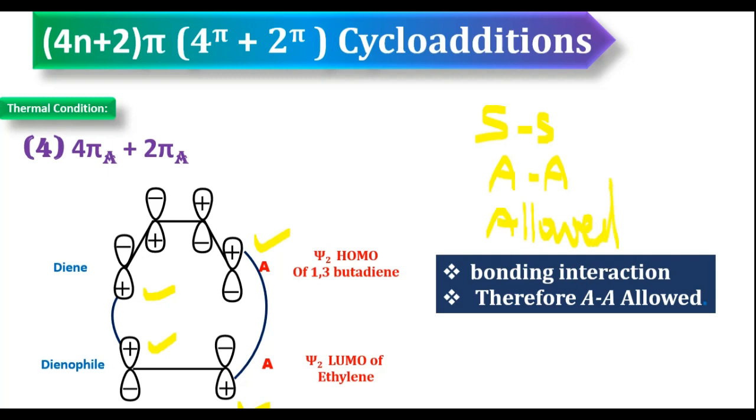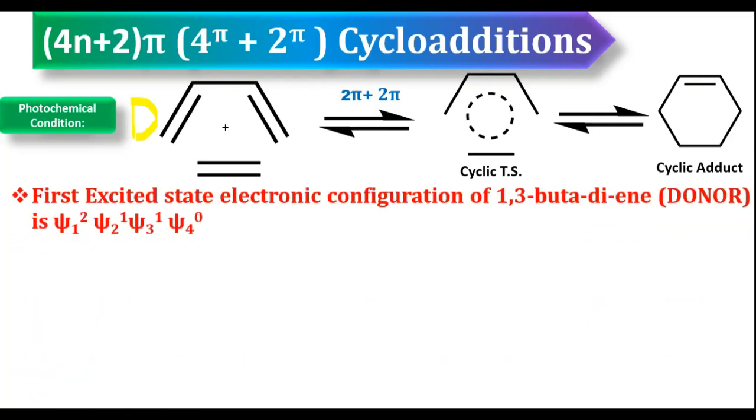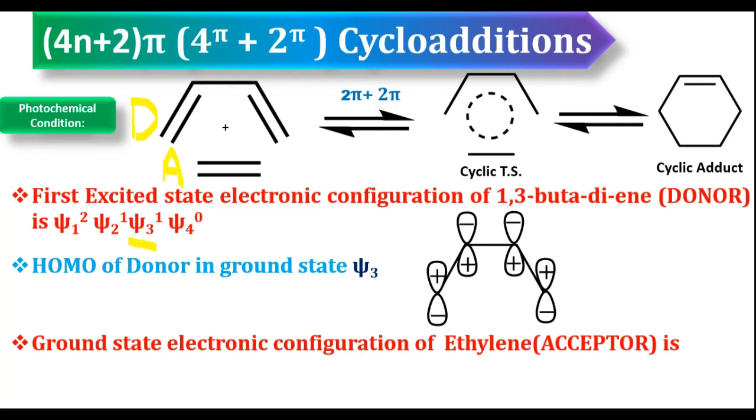Okay. So now let us see the photochemical condition. So you have to take the HOMO from the donor, that is, from the first excited state. So let's write the electronic configuration of 1,3-butadiene in the first excited state: Psi1², Psi2¹, Psi3¹, Psi4⁰. Here the HOMO is Psi3. For the acceptor, you have to take the LUMO from the ground state only. That's why you write the electronic configuration from the ground state: Psi1², Psi2⁰, and the LUMO is Psi2.